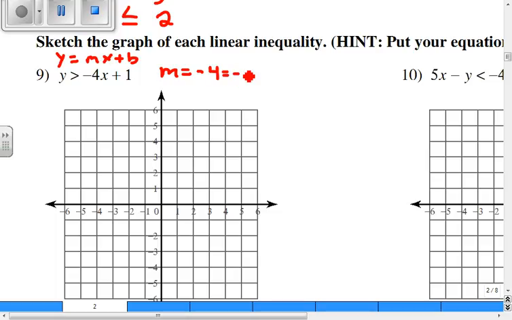What's a whole number? We know -4 over 1. We could also make that 4 over -1. And then our y-intercept, b is +1. Okay, so we start with our y-intercept. And then we use our slope. So I'm going to go down 4 and right 1. That was -4, +1, down, then right.